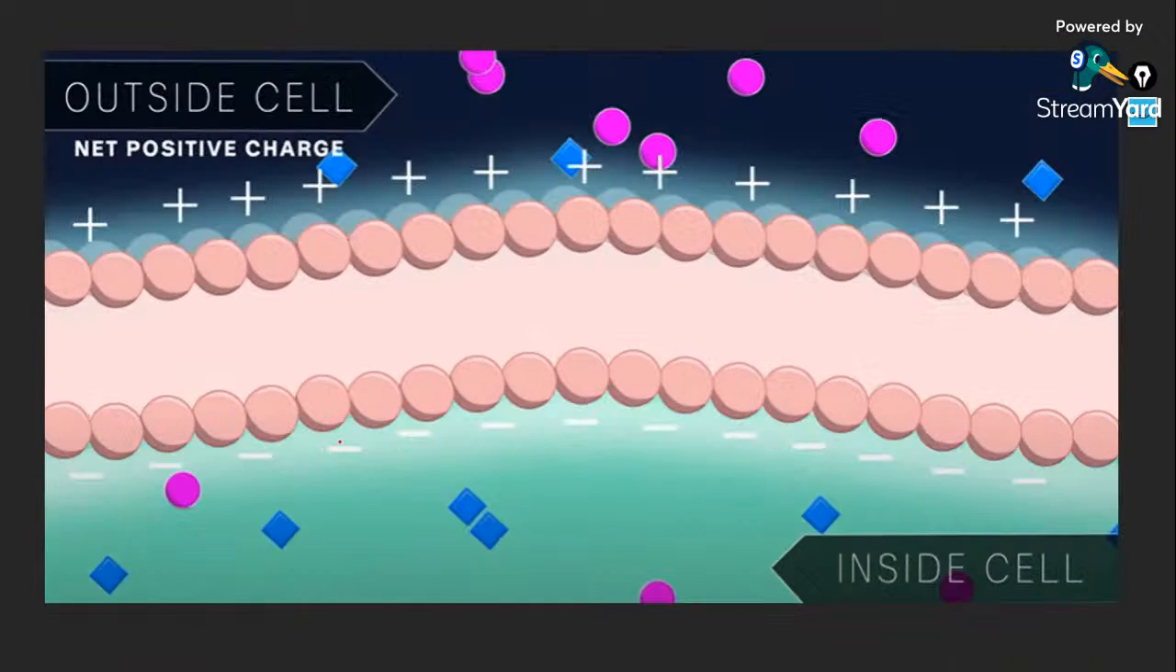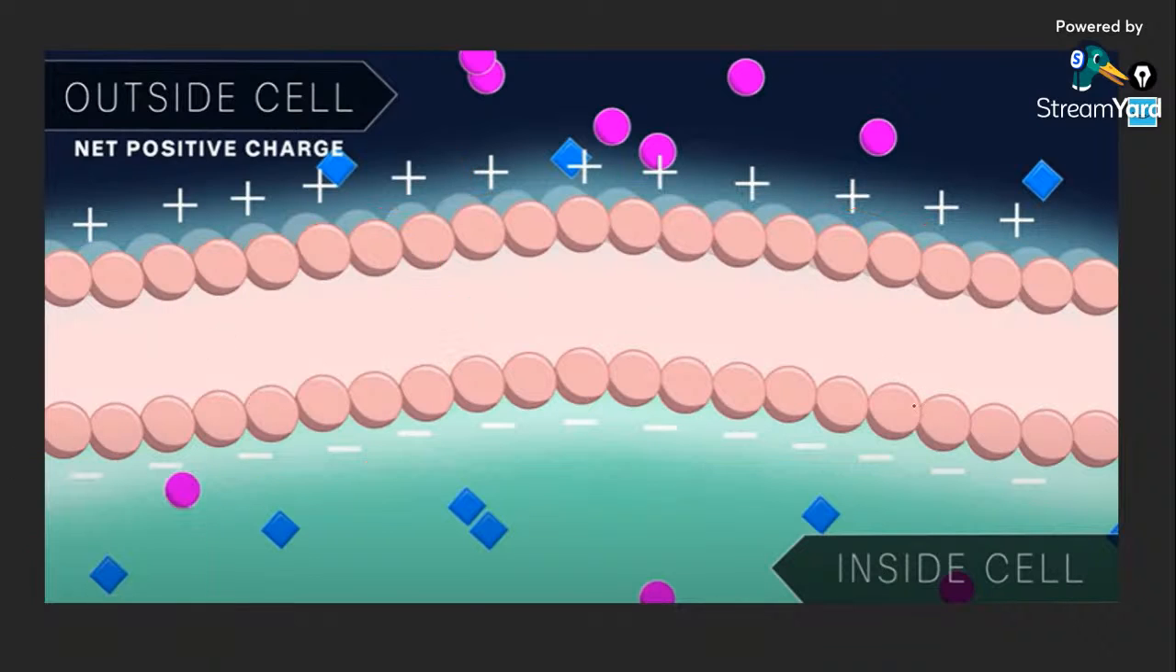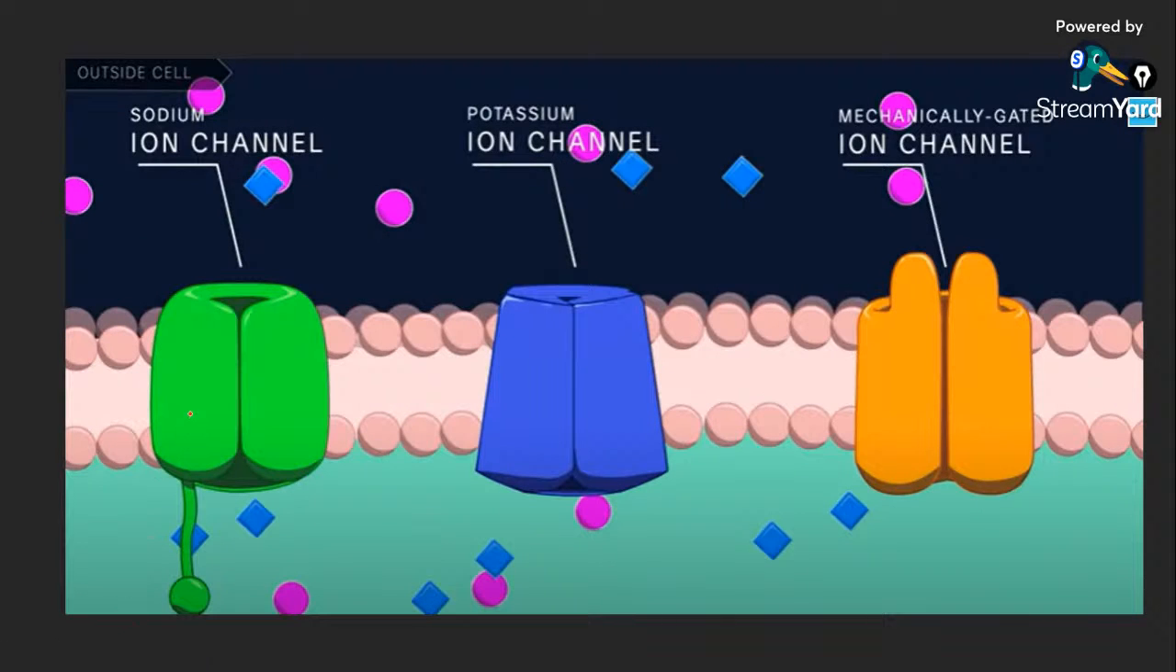Okay, so let's move on. As I've already told you, when 3 sodium is pumped outside and 2 potassium inwards, that will create a net positive charge outside, and a net negative charge towards the inner side of the membrane. So this diagram also we explained very clearly, right? I have already mentioned there are mainly 3 channels: sodium ion channel, potassium ion channel, and mechanically gated ion channel, and the sodium potassium pump. I will now show with the help of a small video how the sodium potassium pump works.